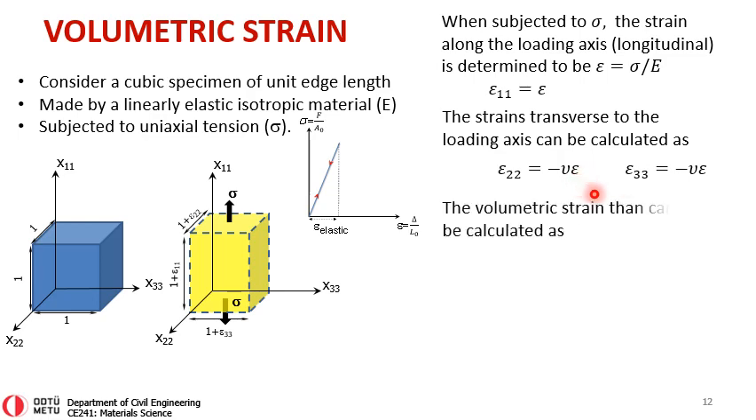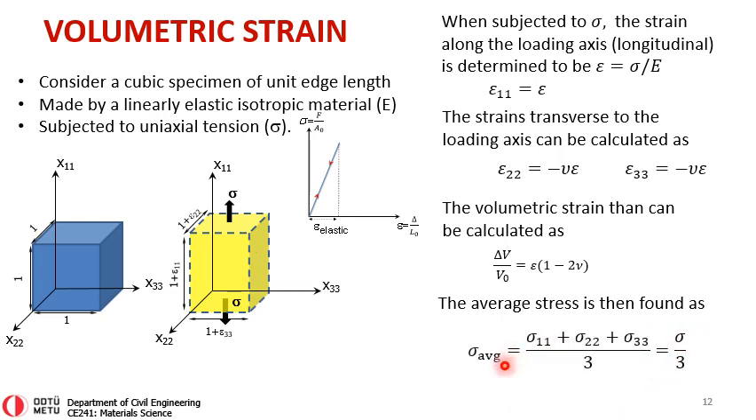Now, the volumetric strain is the addition of these three. Remember, this number plus that number plus that number. If we add them up, we will get strain times 1 minus 2 nu. So this is the volumetric strain. Remember, the average stress we can express using the three principal stresses: sigma plus 0 plus 0, divided by 3. So we will get the average stress as sigma over 3.